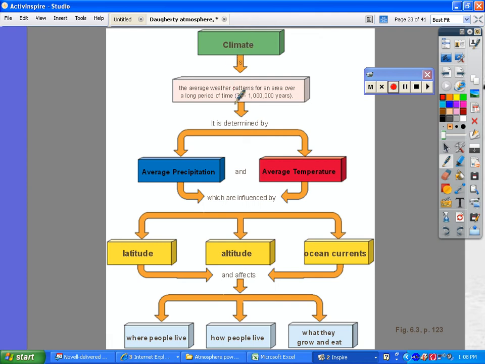We said climate is determined by what the temperature and precipitation are over a long-term time. So it's the average temperature, average precipitation. These things are influenced by your latitude. You know, are you 0 degrees? Are you 30 north, 30 south, 60 north, 60 south? Altitude, how high up above sea level are you? And then ocean currents, we'll explore that a little bit more today as well. And then this has an effect on a lot of different things.